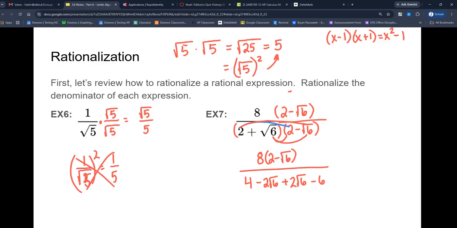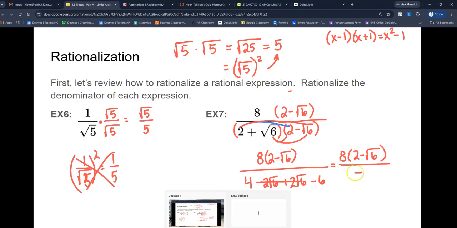There. And so we wanted this to happen because what's going to happen with those two middle terms right there? They cancel each other out. That leaves us with just 4 minus 6. So we're going to have 8 times 2 minus the square root of 6 over 4 minus 6, which is negative 2. Technically, that will reduce a little further because you can reduce that 8 and that negative 2. We're just going to stop here because my main objective was to rationalize the denominator, meaning get the square root out of the denominator, and I've done that here.